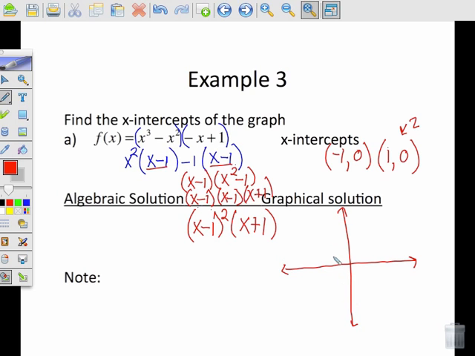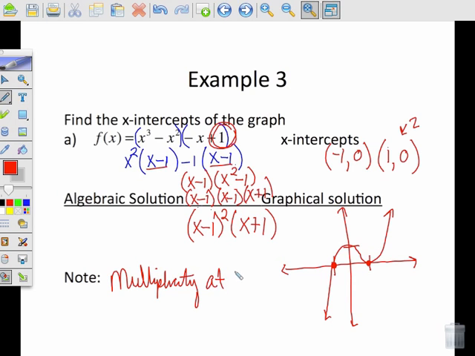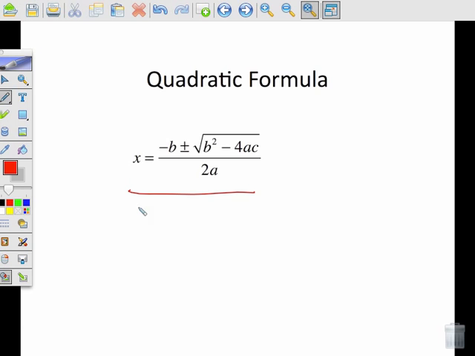All right, so there's the algebraic solution. Here's my graphical solution. I know it crosses here. I've got negative 1, 0 and 1, 0. So my graph is going to come up like this. I know my y-intercept is 1, so it's going to cross at 1, go back down to positive 1, but because it's an even, it makes a vertex and comes back up. Okay? So we have the multiplicity at 1.